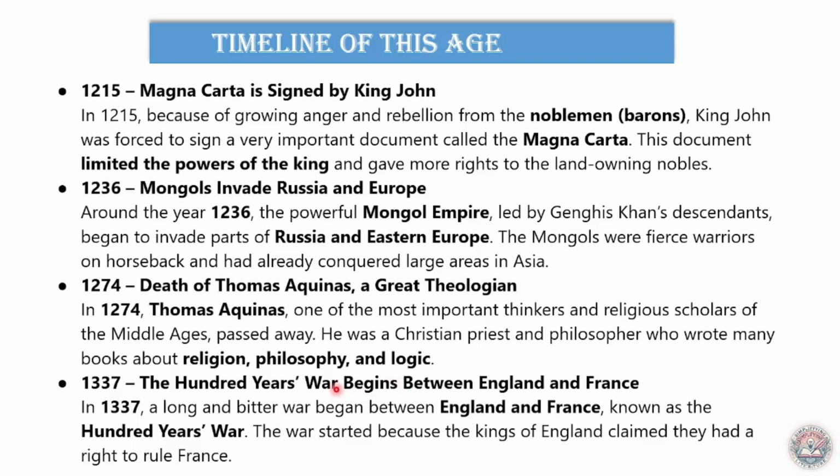In 1337, the Hundred Years' War officially began. The war between England and France, known as the Hundred Years' War, started because the King of England claimed they had a right to rule France.